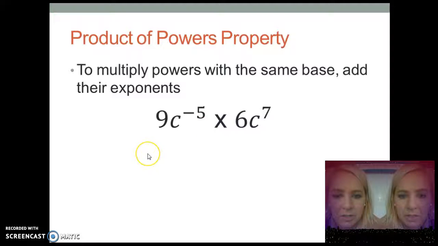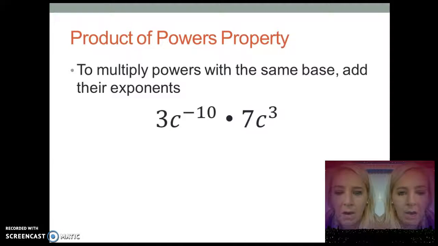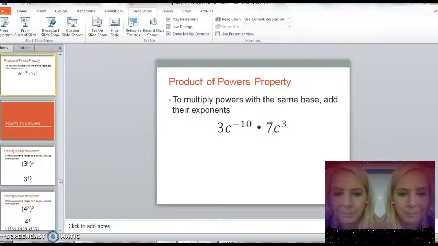And again, here's another example. I can multiply my 9 and my 6. My base is C, so that stays the same, and then I can add my exponents. Even if our exponents are negative, you're still going to apply integer rules, and I would add -5 plus 7. So let's do a couple examples on our graphic organizer.